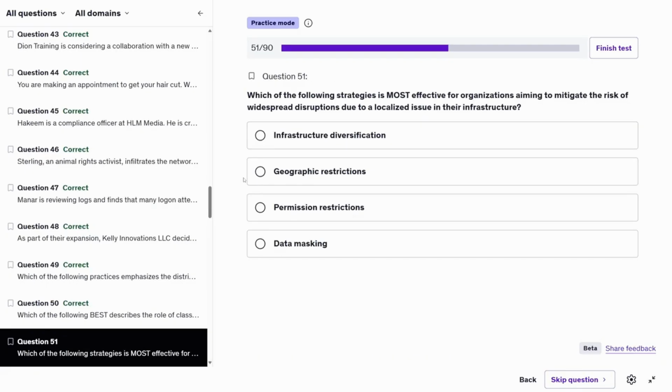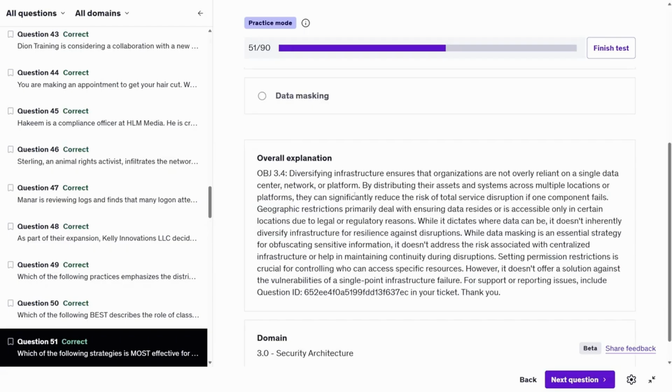Which of the following strategies is most effective for organizations aiming to mitigate the risk of widespread disruptions due to a localized issue on their infrastructure? The correct answer is, in the question here, infrastructure diversification. Diversifying infrastructure ensures that organizations are not overly reliant on a single data center, network, or platform. By distributing their data assets and systems across multiple networks or platforms, they can significantly reduce the risk of total service disruption if one component fails.